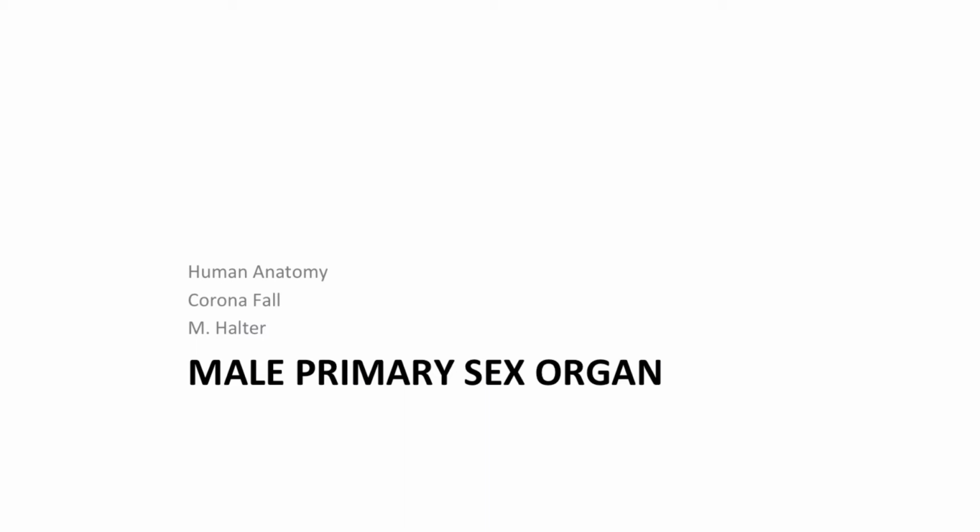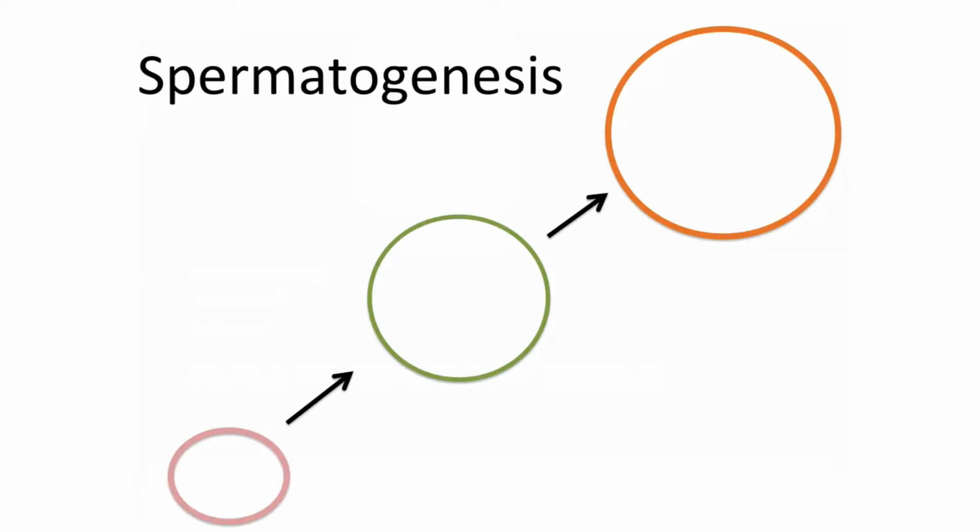In the previous video, we talked about oogenesis, the female version of gametogenesis. In this video, we're going to talk about spermatogenesis and the primary sex organs, the testes.